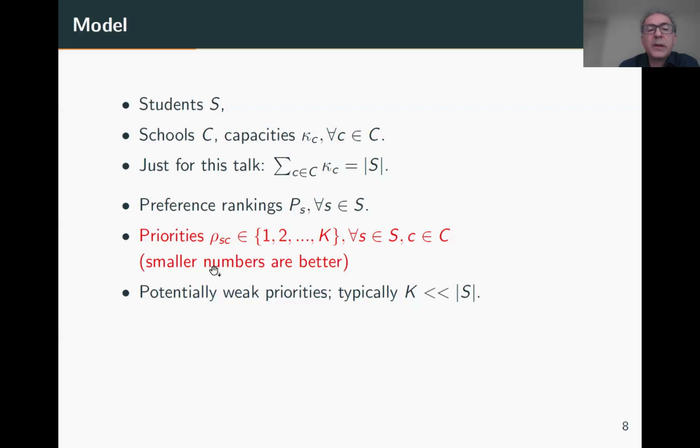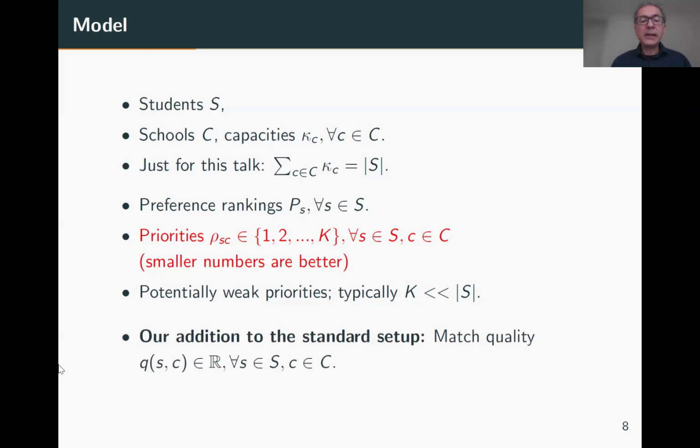And those priorities are potentially weak. Well, if they are not weak, if we have strict priorities, the problem becomes so simple because with strict priorities, we know how to turn the set of stable assignments into a set of constraints in a linear program. And then we can actually solve this problem easily. But with weak priorities, we are not going to be able to do that. And the problem is going to become much harder.